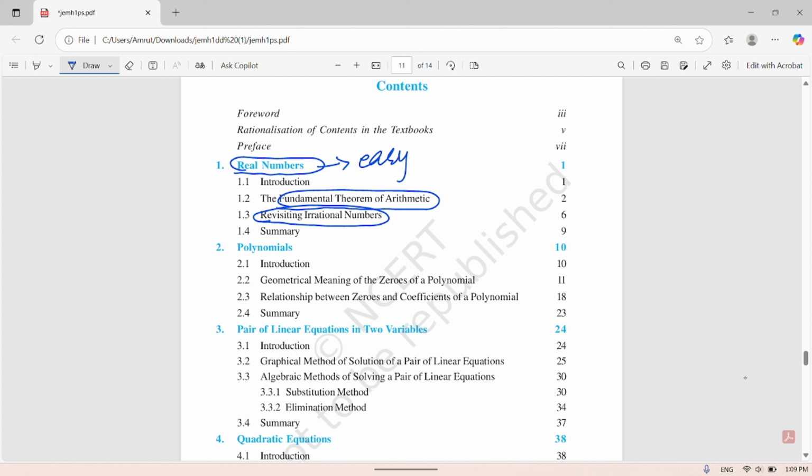And the second one is polynomials, and this comes under easy to medium level. Why I said easy to medium is that the concepts are easy, but the chapter is quite a bit lengthy. You'll be having zeros of a polynomial topic in this one, the relationship between zeros and coefficients of a polynomial, and some division algorithm kind of thing.